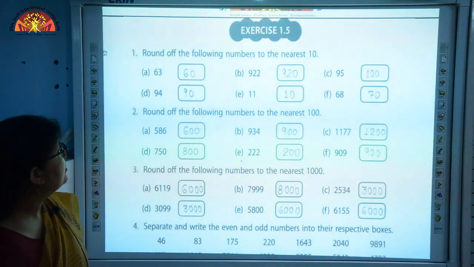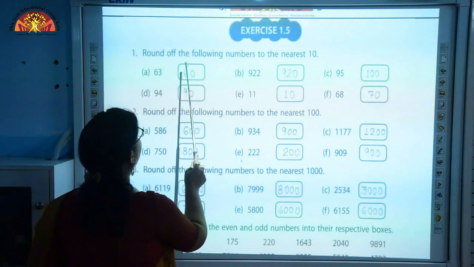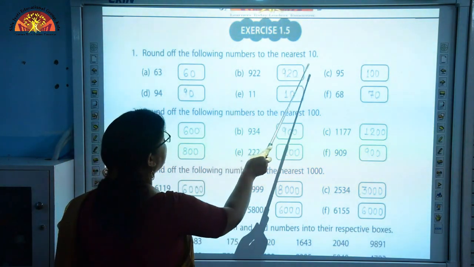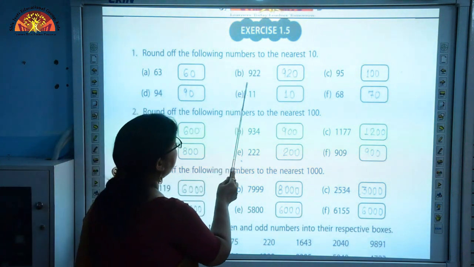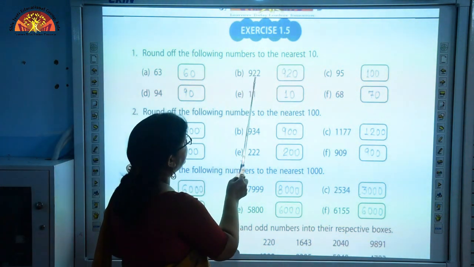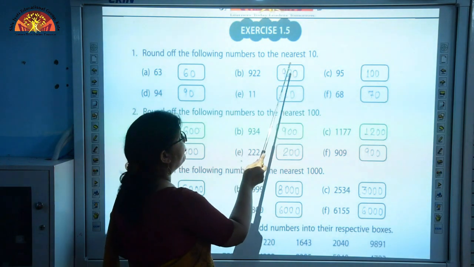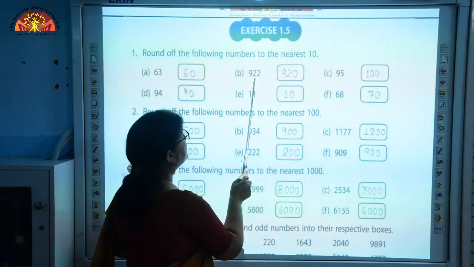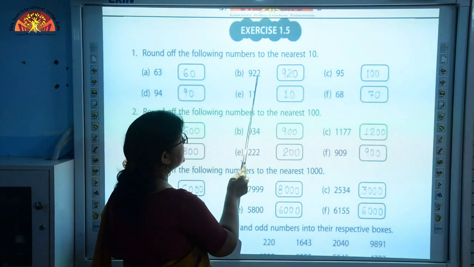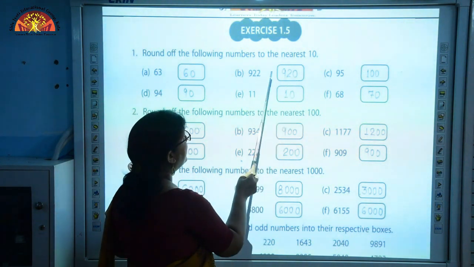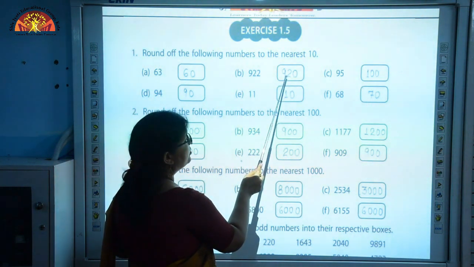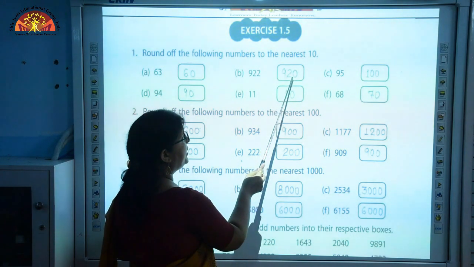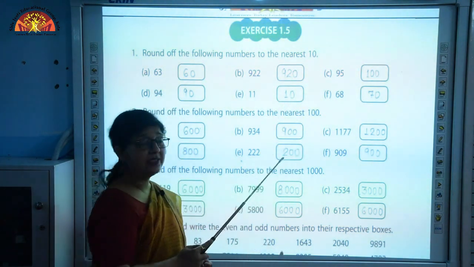Now exercise 1.5. Round off the following numbers to the nearest 10. We already discussed on the board. Now we will discuss B part here. 922 and we want to round off tens place. So we observe ones place, it is less than 5. So ones place becomes 0 and tens place and hundreds place remain the same. So what number we will get? 920. Remaining part you do yourself.